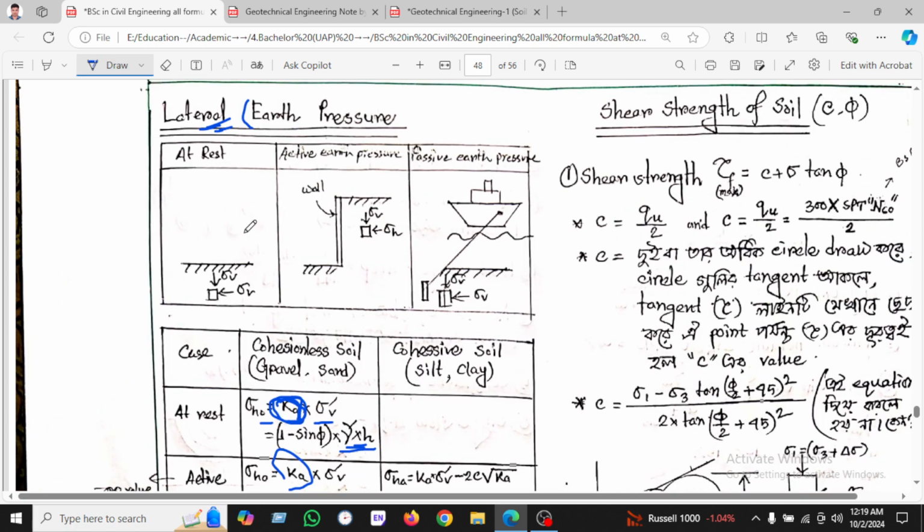So let's see. As three cases we can see the at rest, active case and passive case. When soil is thrusting on the retaining wall, then we can say active case. Most cases occur practically as active cases. On the other hand, we can see the passive case when a boat or ship is trying to terminate here, then one portion of soil is stressed. That's why we call it the passive case.